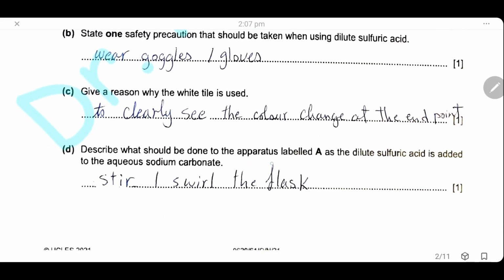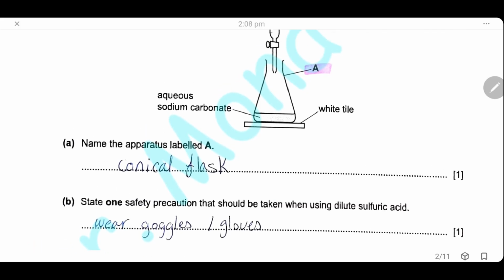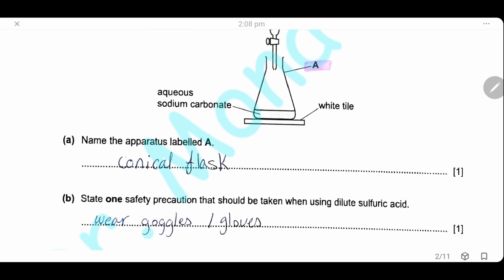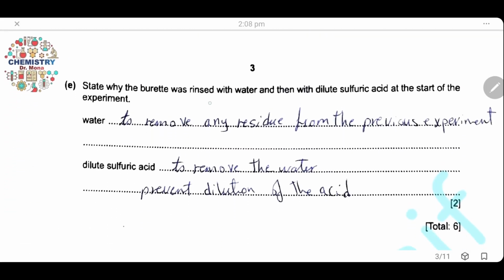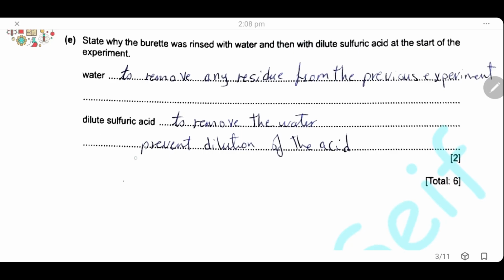Describe what should be done to the apparatus labeled A as we are adding dilute sulfuric acid from the burette. Adding dilute sulfuric acid, we should swirl or stir the flask to mix the acid with the sodium carbonate. State why the burette was rinsed with water and then with dilute sulfuric acid at the start of the experiment. It was rinsed with water to remove any residue from the previous experiment. Then with dilute sulfuric acid to remove the water from the burette and prevent dilution of the acid.